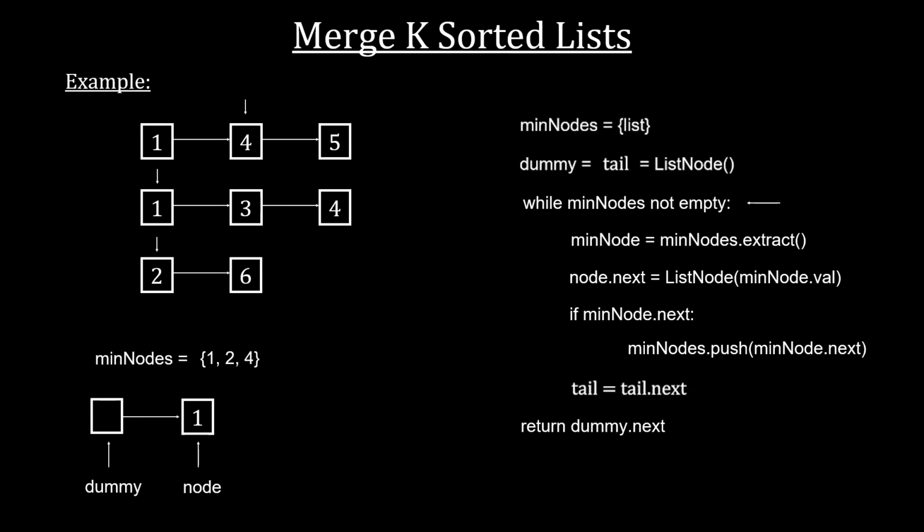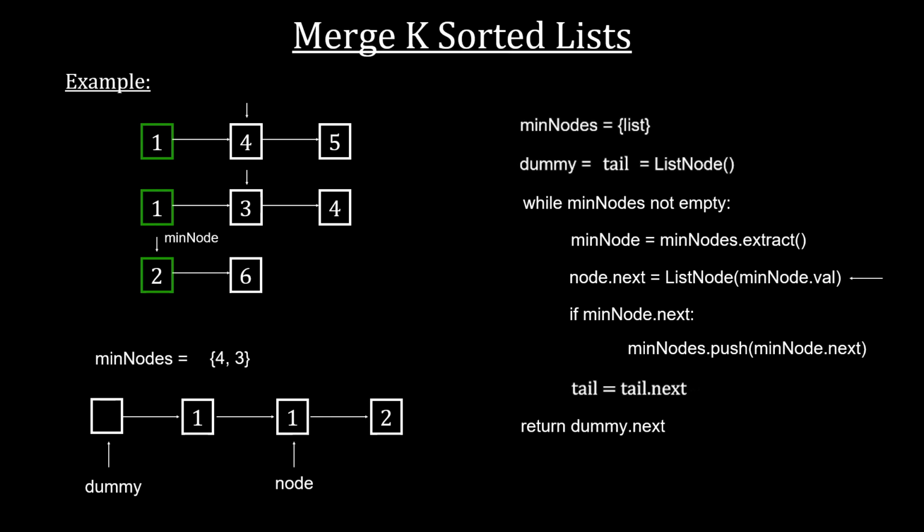Obviously it's not empty, so we extract the minimum node, which is 1. We create a new node of value 1 and link tail to it. Then we check if min node next is not null, and it's not, so we push node 3 into the min heap. Finally, we increment tail and continue. Now the nodes in our min heap are 4, 3 and 2. Obviously it's not empty, so we extract the min node, which is 2. We create a new node of value 2 and link tail to it. Then we check if the next node is not null, and it's not, so we push node 6 into the min heap and we increment tail. Now the nodes in our heap are 4, 3 and 6.